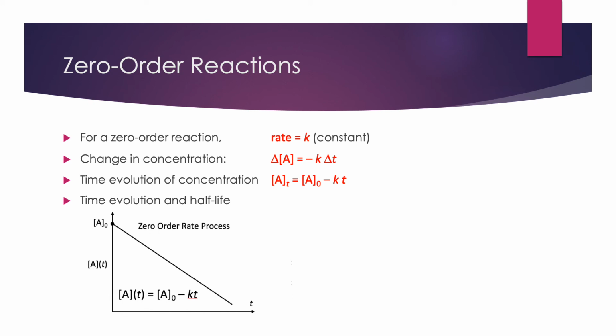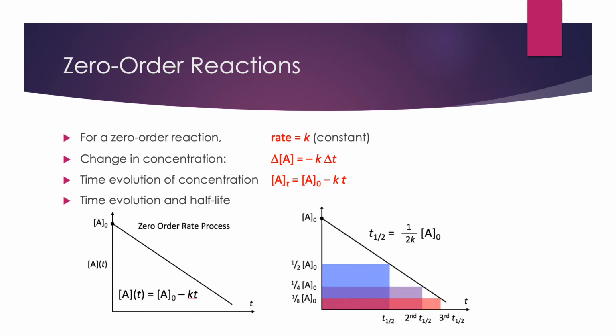A zero-order rate process is a direct linear descent from the initial concentration till it reaches 0. Now, how does this affect the half-life for this type of reaction? Well, here's a picture of what the half-lives would look like, and I've graphed this in the same way that I did for the first-order decay in the last graph.